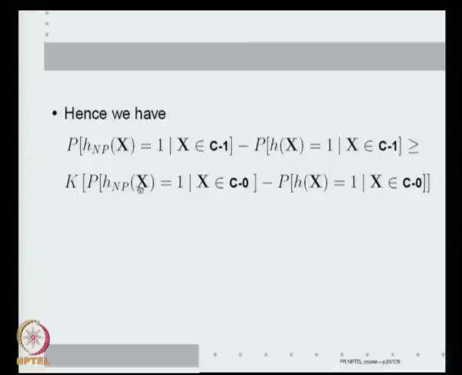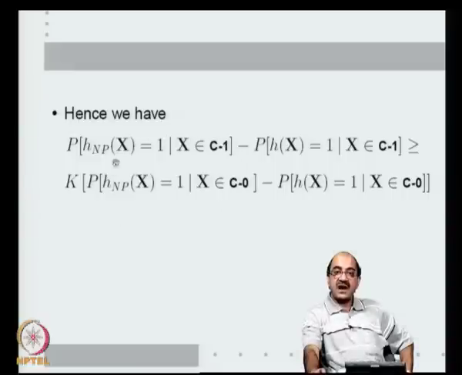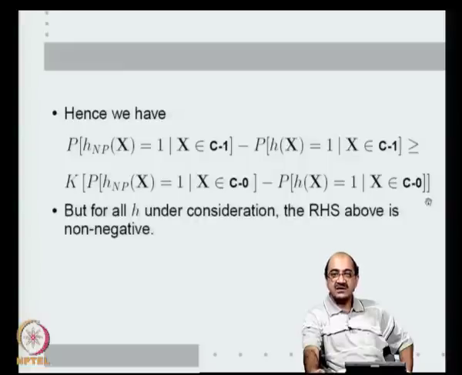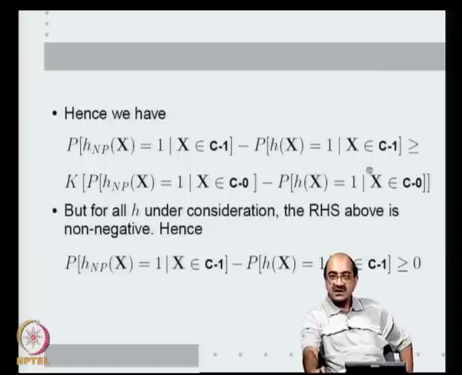Now, this is the type 1 error of h_NP(x), the Neyman-Pearson classifier, which by construction is alpha. This is the type 1 error of the classifier h, and because h satisfies the constraint on type 1 error, this is less than or equal to alpha. So, this factor is greater than or equal to 0, right. So, for all h under consideration, all h that satisfy the constraint on type 1 error, the term on the RHS is always non-negative, which means this is positive.